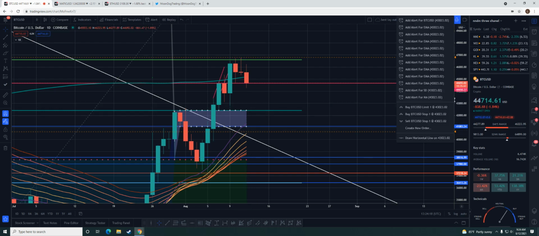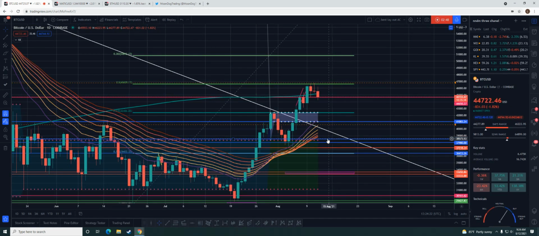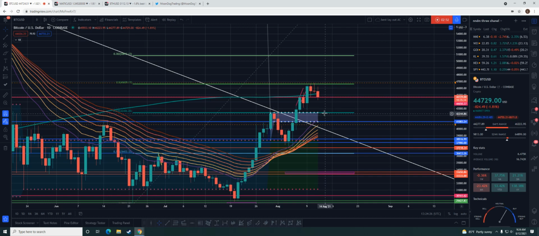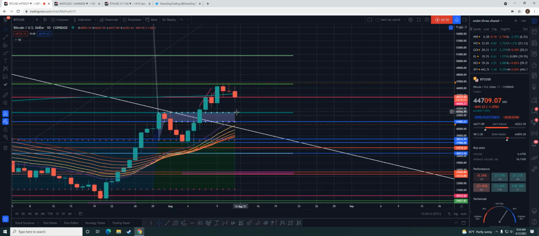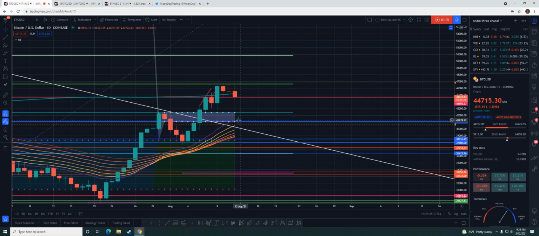And if those areas break down, yeah, then we could test these areas down here. But I don't know. I think this is more of a possibility right now. So I would look for this because the weekly's looking so good. So I would look for maybe a pullback to around those areas. Here, I'll draw this out for you guys. Let's see here. Boom, boom.